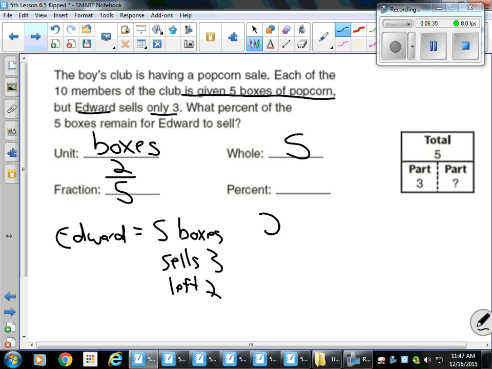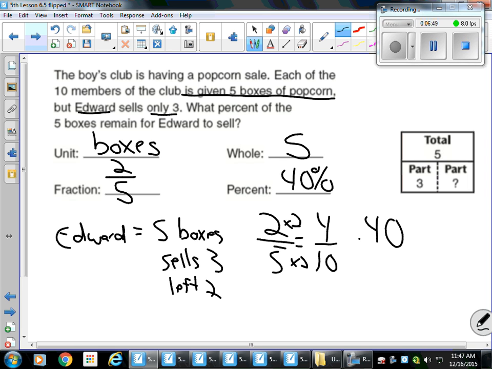What's the percent? I have 2/5 that go into 10, right? Times 2 gives me 4. This would look like 0.4. I'd add a 0 there, which would give me 40%. Keep this in mind. They try to throw you off with the 10 members.